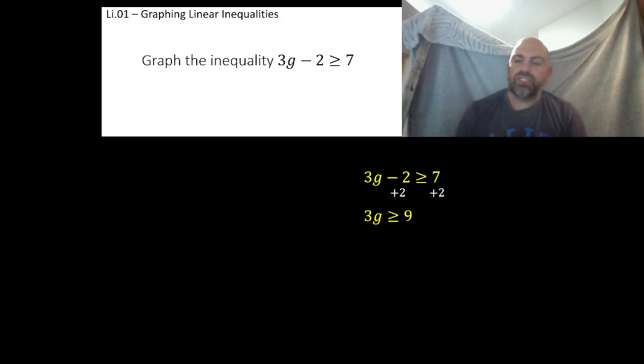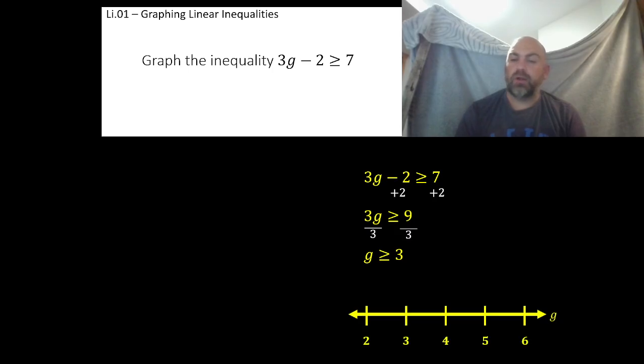Now, got to get that G by itself. We got to get rid of the 3. Okay, next, to get rid of 3, what do we do? We divide. Yeah, divide both sides by 3. It's going to cancel the 3, and it's going to make the 9 into 3. And so we're going to get G is greater than or equal to 3. All right, now that we have our G all by itself, we can plot our number line here. 3's got to be somewhere in there. It's greater than or equal to, meaning we're going to have a solid dot, and it's going to be going up.